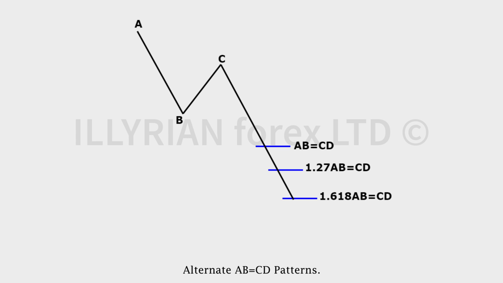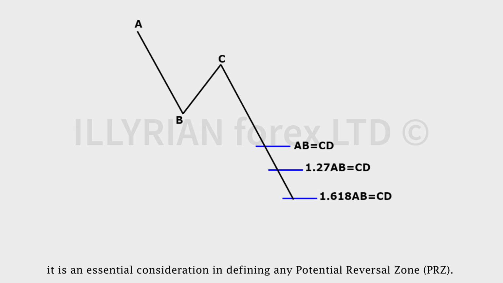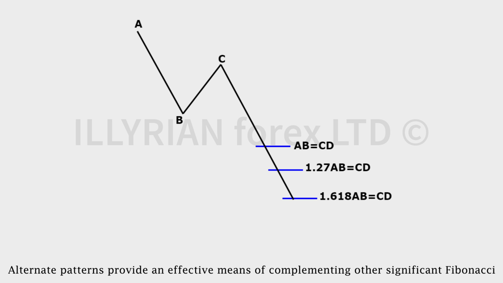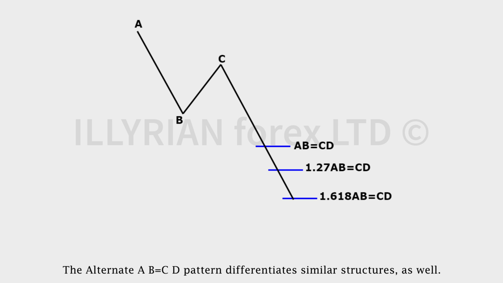Alternate AB equals CD patterns. Since the AB equals CD pattern is the basic framework of all harmonic patterns, it is an essential consideration in defining any potential reversal zone, PRZ. Alternate patterns provide an effective means of complementing other significant Fibonacci calculations, especially when the equivalent AB equals CD is not relevant for a particular setup. The alternate AB equals CD pattern differentiates similar structures as well.